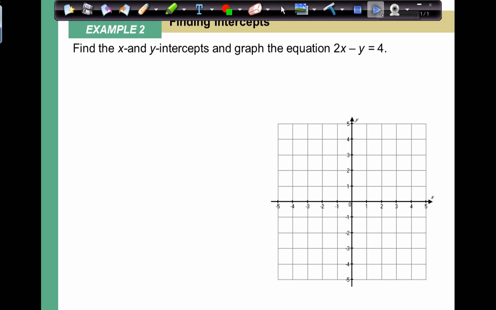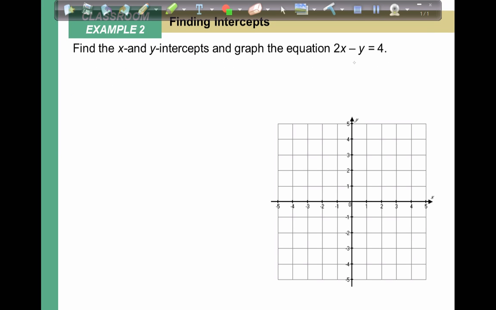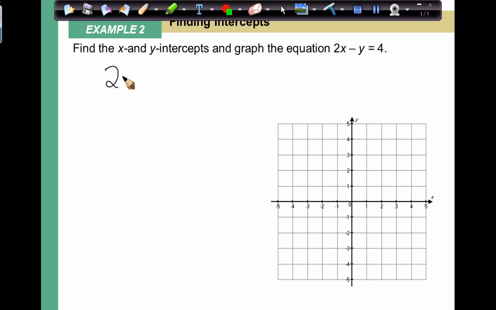So, this is the equation for a line. It's called standard form. Okay, so there are several forms for lines. This particular one, ax plus by equals c, is called standard form, and a, b, and c are all constants. Okay, look at the equation of this line: 2x minus y equals 4. Is this in standard form? And if it is, what's a, what's b, and what's c?